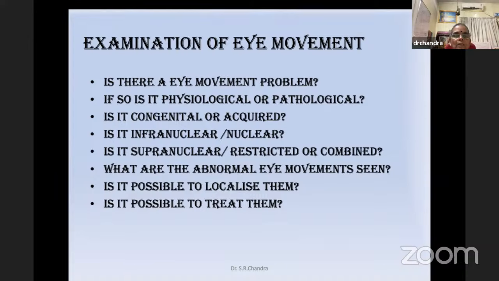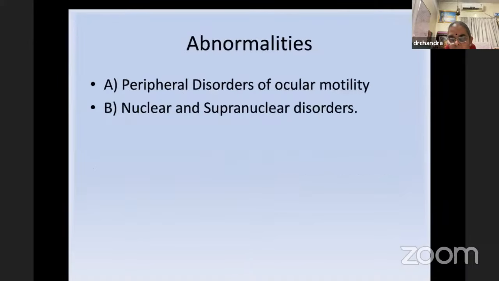Then if that is not so, is it supranuclear? You have the supranuclear connections for the various oculomotor nerves. Is it restricted or combined? Is it involving one muscle, one eye, one nerve, one nucleus, one gaze center, or both centers? What are the abnormal eye movements seen? Is it possible to localize them? Is it possible to treat them? These are the questions when somebody presents with an eye movement problem.